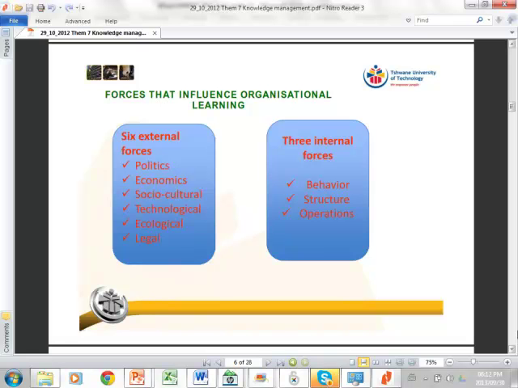Okay, but do you see that the fact that people don't want to keep up with technology and they see technology as a threat also can stop organizational learning?